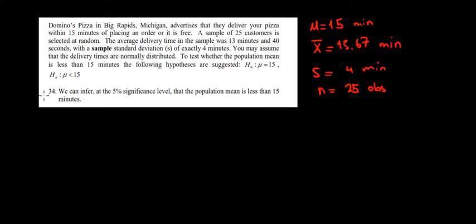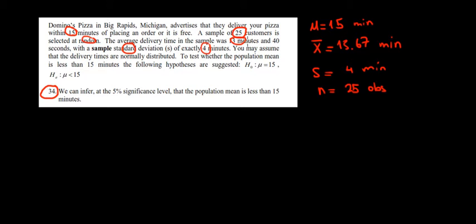Let's have a look at question 34 in this video. Domino's Pizza advertises that they deliver pizza within 15 minutes from an order. A sample of 25 customers is selected at random. The average delivery time in that sample was 13 minutes and 40 seconds with a sample standard deviation of 4 minutes.